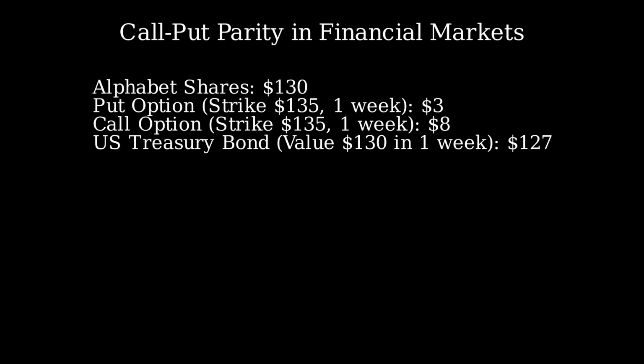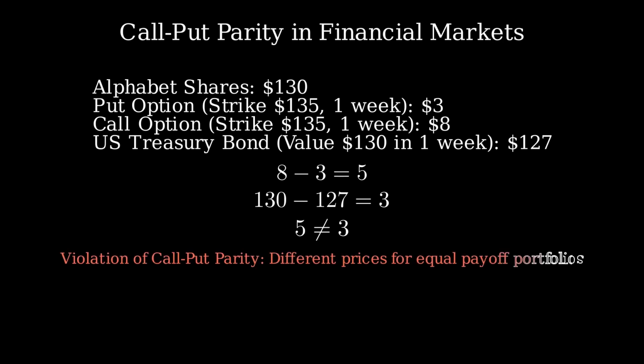For the risk-free rate, we use a US Treasury bond, which represents the instrument linked to the risk-free rate. Because in general, the risk-free market rate can be considered equal to the yield on a US Treasury bond. This Treasury bond, which will be worth $130 in 1 week's time, is currently trading at $127. The first part of the equation is therefore worth 8 minus $3, and the second part is worth 130 minus $127. We therefore have a violation of call-put parity.